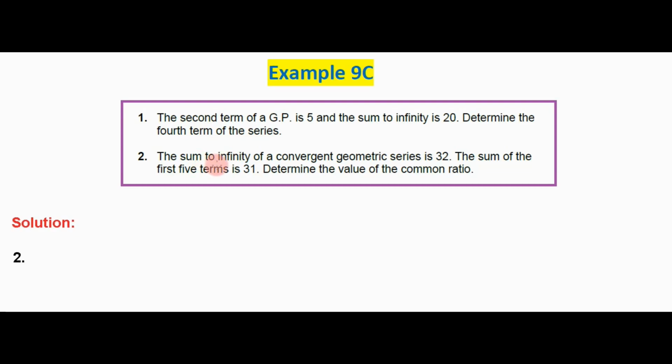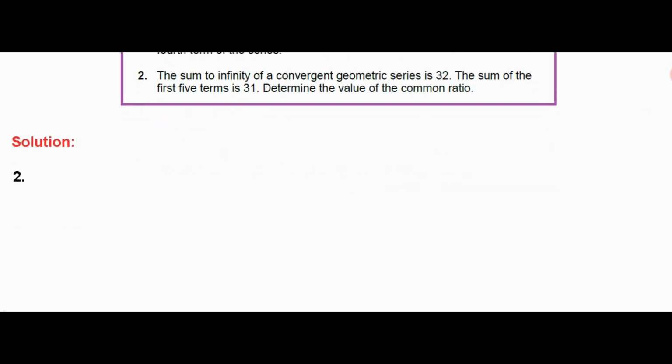In the second question it says, the sum to infinity of a convergent geometric series is 32. The sum of the first 5 terms is 31. Determine the value of the common ratio. Once again, we're going to start by converting the information given into equations. So the sum to infinity is 32. So S sub infinity is 32.